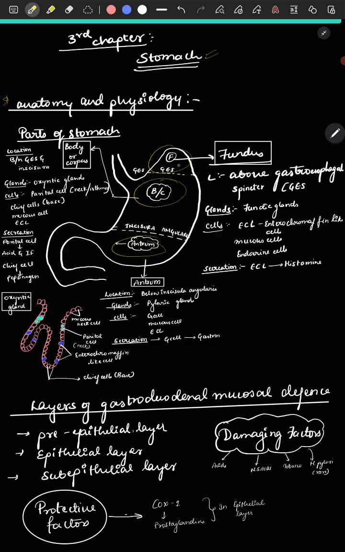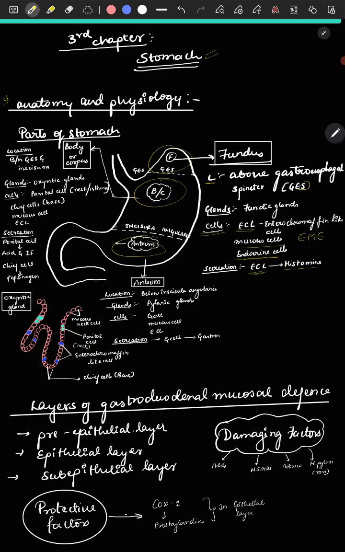So first let's talk about fundus. The fundus is located above the gastroesophageal sphincter. The glands present here are called fundic glands. The cells present here are enterochromaffin like cells, mucus cells, and endocrine cells. You can remember it as EME. E for enterochromaffin like cells, M for mucous cells, and E for endocrine cells. So what it secretes? Enterochromaffin like cells secrete histamine.